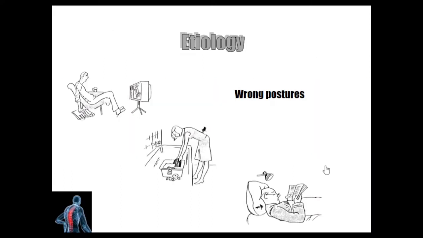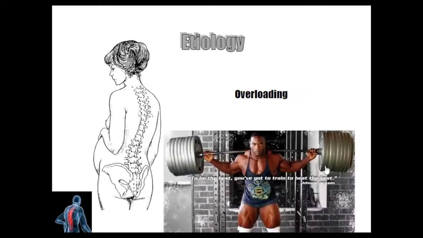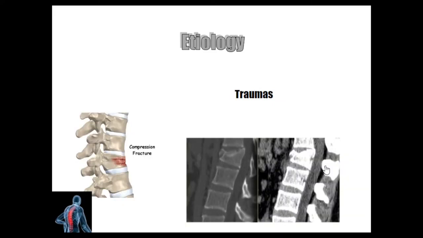If we talk about etiology, first, as you can see on that slide, it is wrong postures, improper position during the work, during the rest, which can lead to overloading of the spine. It is one of the reasons. Overloading during physical exercises, overloading during some physiological processes, pregnancy, for example, can be a reason for the development of this disease as well. Different types of traumas.